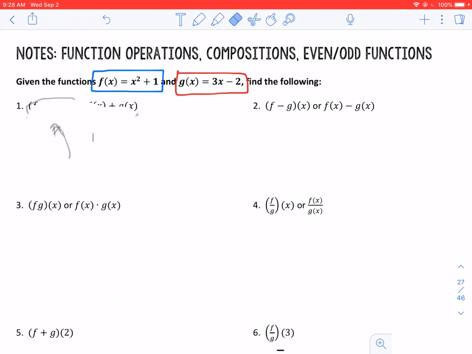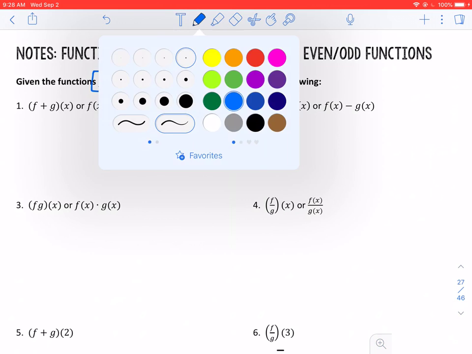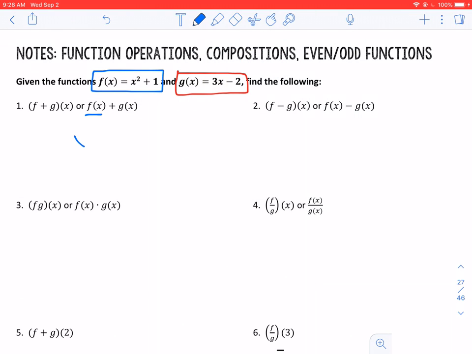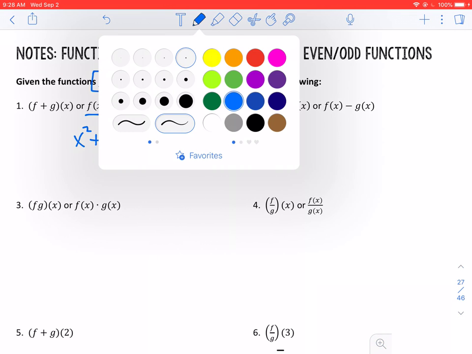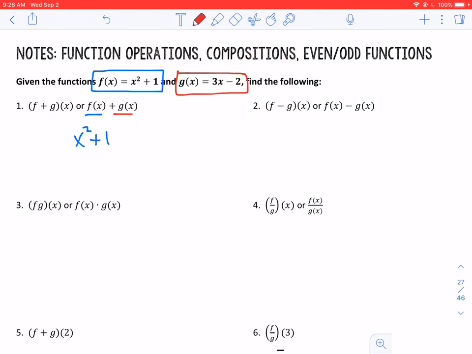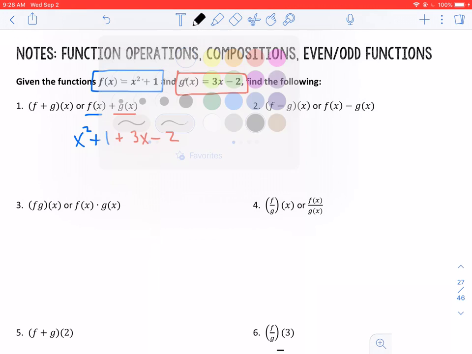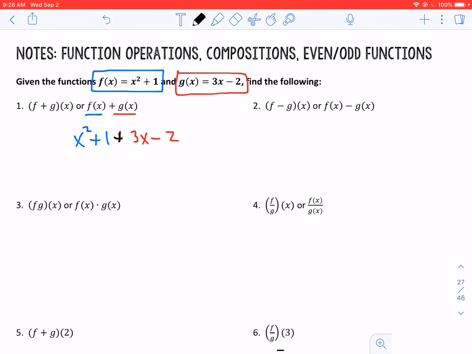Okay, so that's exactly what we're going to do here. We're going to take f of x and add it to g of x. So f of x, that's x squared plus 1, plus g of x, so plus 3x minus 2, would look like this. Okay, f of x plus g of x. And then the rest would just be to simplify it, to combine like terms and get a final answer.